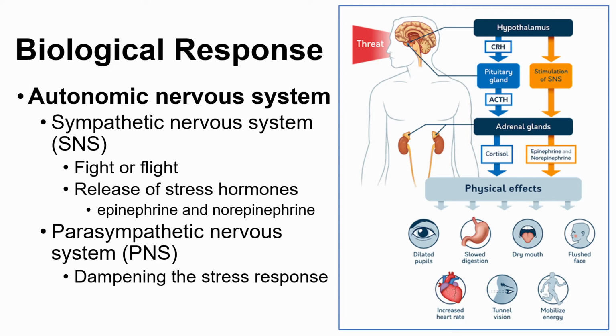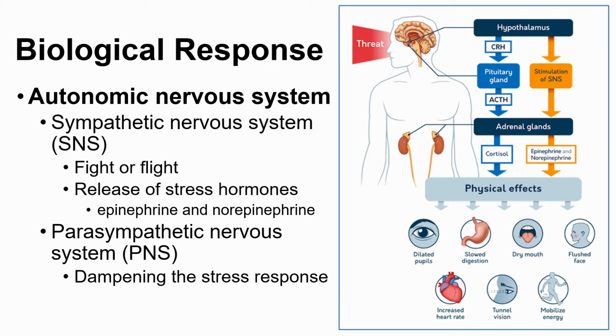These two systems work in contrast to one another, where one ramps up our body responses and one dampens or winds down those responses. They work together in opposition to maintain homeostasis, or a balance, within our body. So let's start with the sympathetic nervous system, because that's the part that's ramping up. It is responsible for our fight or flight response, which prepares our body to either fight or flee when we're faced with some kind of stressor.